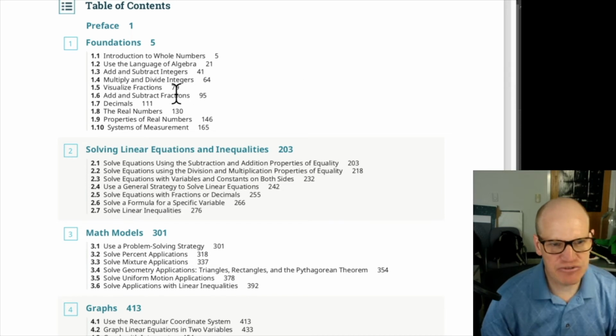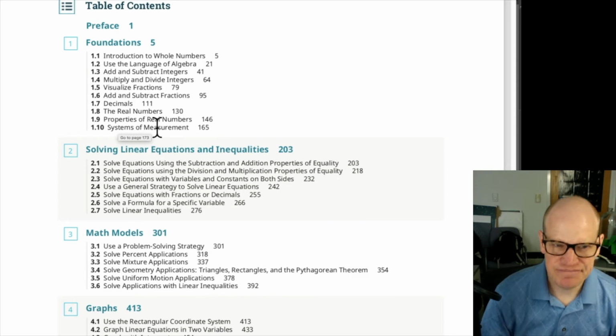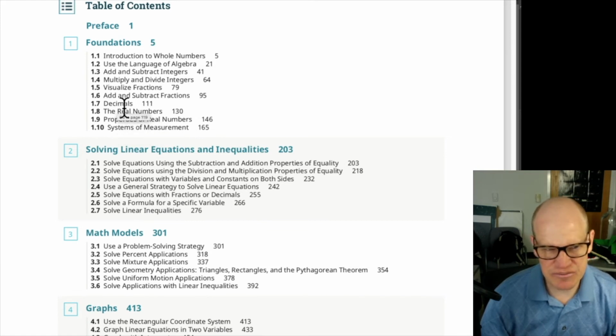Add and subtract fractions. The real numbers we've basically talked about enough. Properties of real numbers we basically talked about enough. Systems of measurement, that's a physics concept. So we'll take a look at this one very briefly. Decimals, we kind of know how decimals work. So we'll do add and subtract fractions here. Why don't we do that next time? So we'll start with fractions next time, and then we'll move on to these linear equations and inequalities.